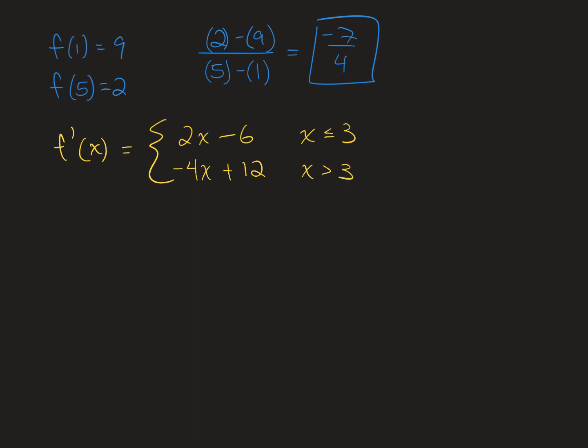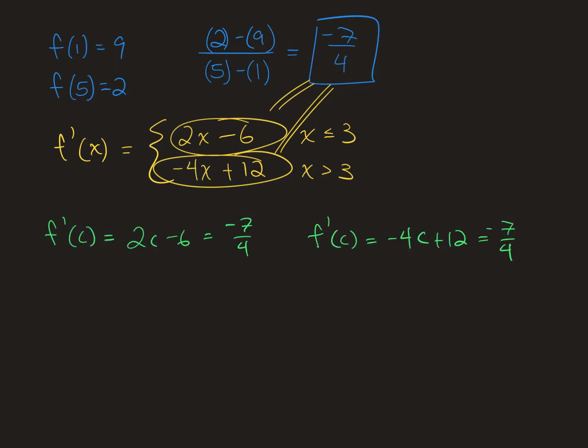What does this mean? Well, we have to check anywhere the top piece at c, not x, is equal to negative 7 over 4, as well as where the bottom piece is equal to negative 7 over 4. So here are the two separate functions set up equal to negative 7 over 4, which is the slope we were looking for. And we just have to solve for c in each case.